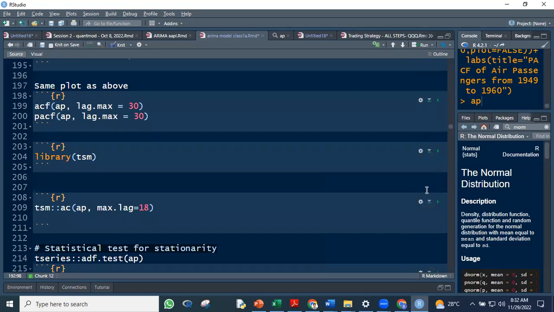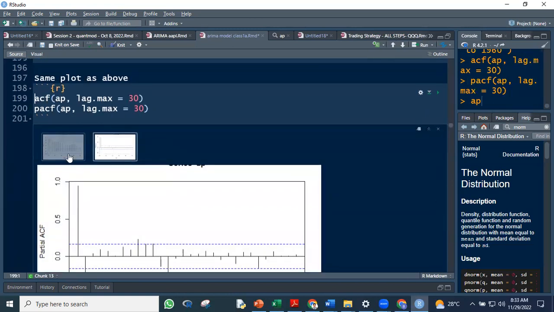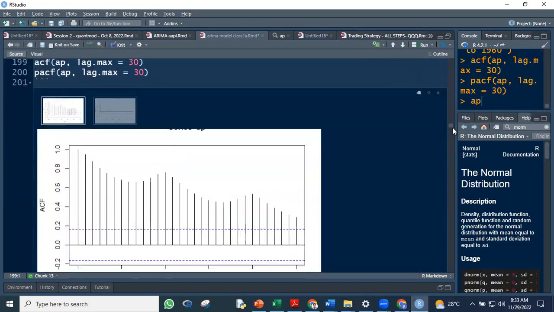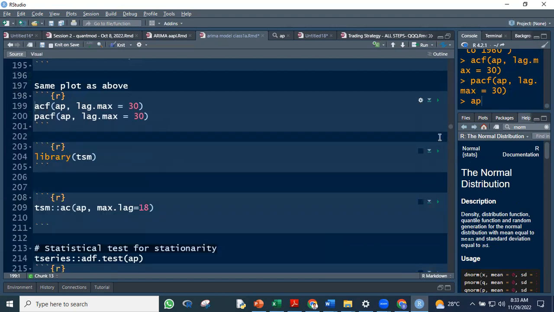Same plot, ACF and PACF. Okay, let's run this. So we can see the ACF and the PACF. Although we were able to prove already statistically that the series is not stationary, and just by even looking at the plot, we know that it is not stationary.